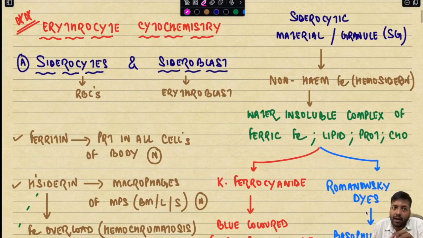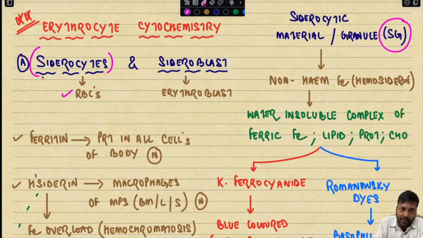The first thing that we are going to understand is the concept of siderotic granules or siderotic material, and how we detect them. What is a siderotic granule or material? It is nothing but non-heme iron, basically hemosiderin. When this siderotic granule or material is present inside an RBC, we use the term siderocyte. And when it is present inside an erythroblast, we use the term sideroblast.